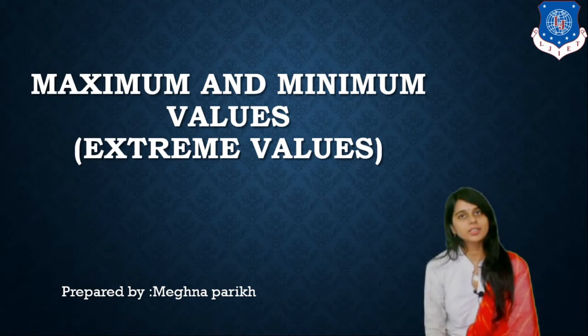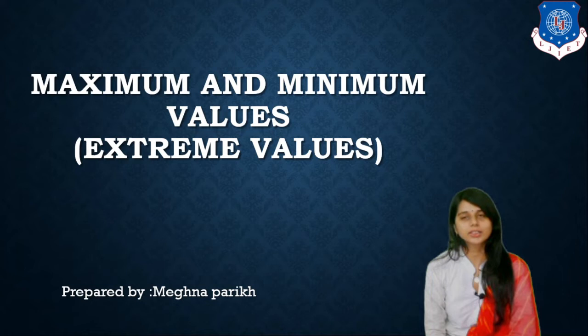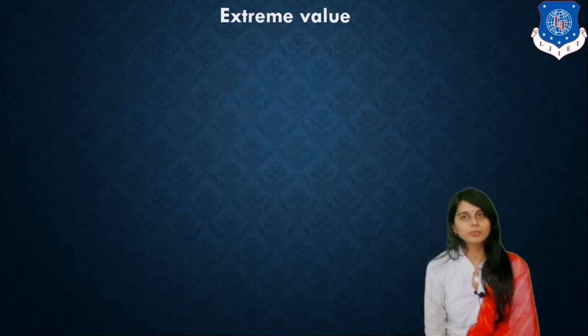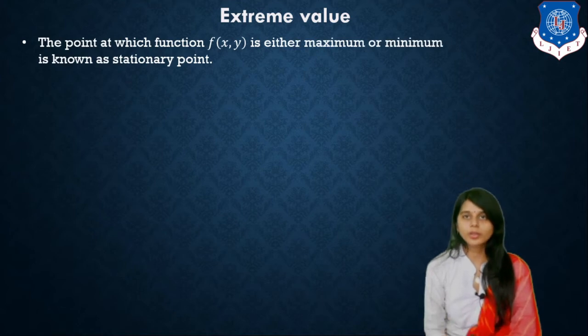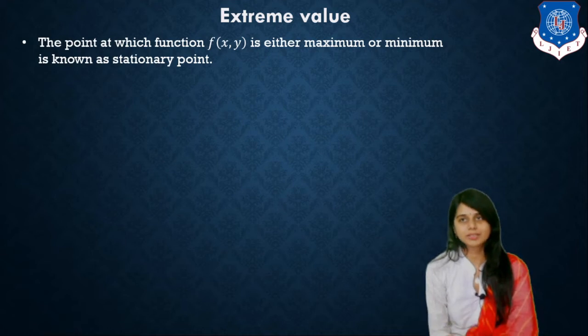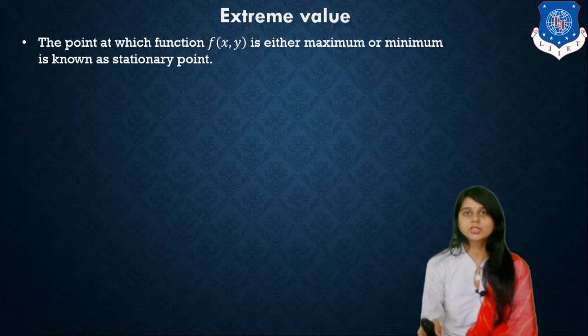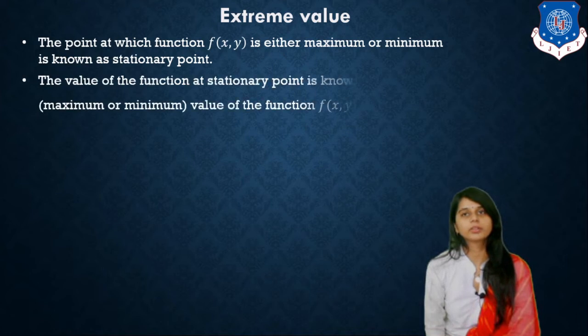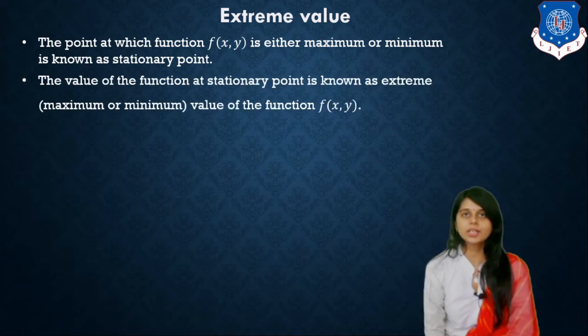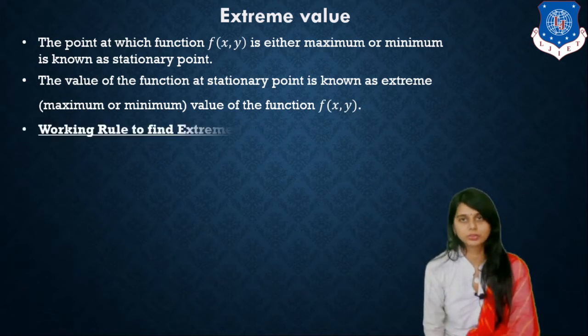Today our topic is partial derivative application as maximum and minimum values, like extreme values of the function. Let's start from the extreme value. The point at which function f of x,y is either maximum or minimum is known as the stationary point. The value of the function at the stationary point is known as the extreme maximum or minimum value of this function.